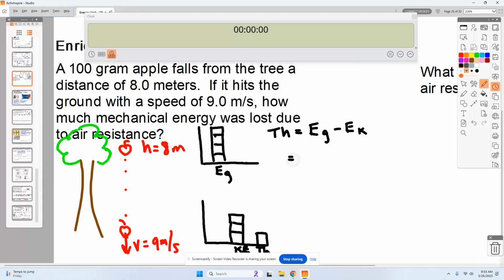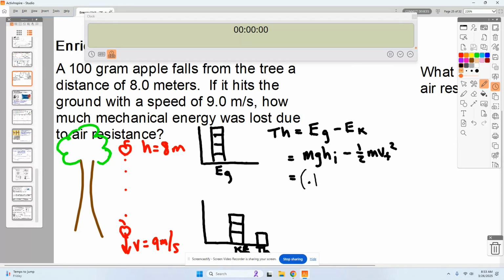And so let's go ahead and write that. This would be mgh initial. And this is kinetic energy, 1/2 mv squared. The difference between those would represent the thermal energy. Now I can't cross off the m's here, right, because it's not equal to 0 or anything like that over here, so I can't cross that off. I'm going to go ahead and just start to plug in some of those numbers now. And so let's go ahead and do that.